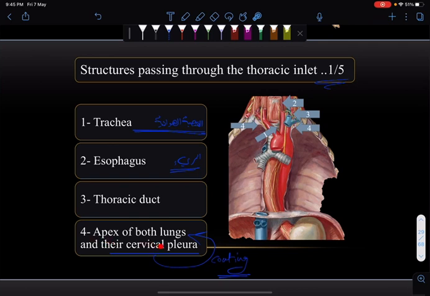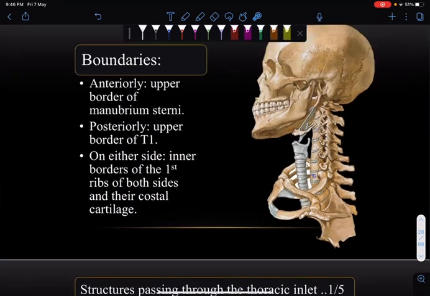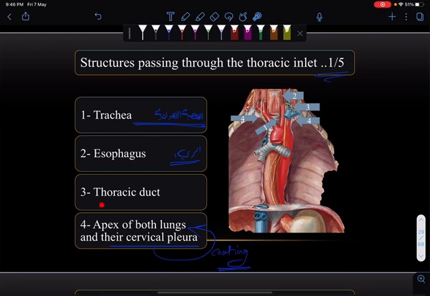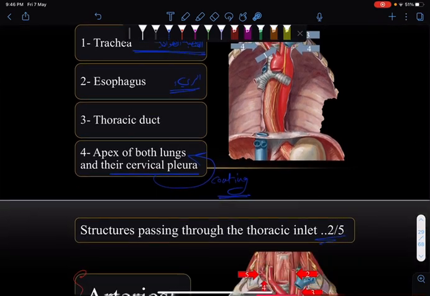عندنا الأبيكس of both lungs and their cervical pleura. هلا البلورا هي fascia that covers and protects the lung, the apex of the lungs. Okay, so coating the apex of the lung. هذه cervical pleura اللي هي 4 هون. Okay, so these are the parts that pass through the superior thoracic aperture: trachea, esophagus, and the thoracic duct and the cervical pleura.